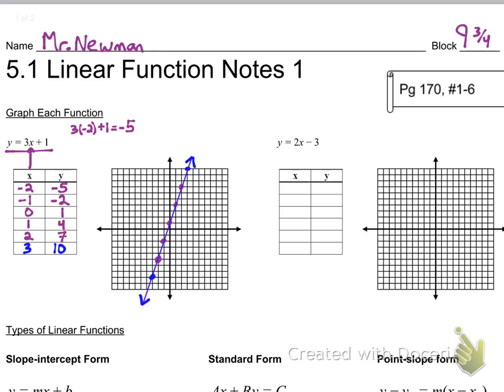Now, some other comments as you're graphing these: make sure you have a ruler or a straight edge to make your line as straight as possible. Don't just freehand it, because then you won't know what other points are on your line. So go ahead, and I'll give you a chance to do the one on the right there.